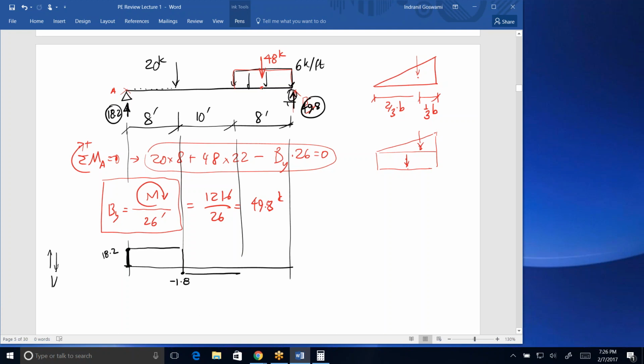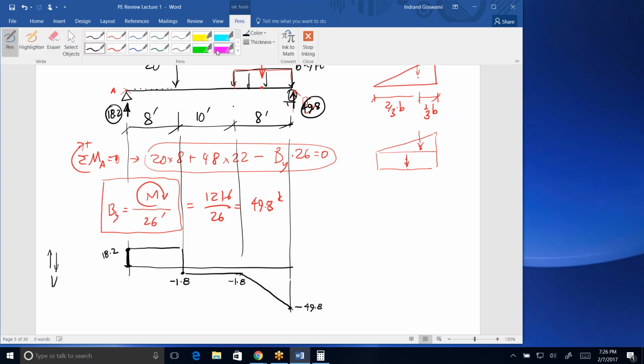And then you have a total load of 48 here. Now, from here to here, in other words, x equal to 18 to x equal to 26, that third segment of the beam, the load appears uniformly, so the shear diagram must also change uniformly. So a total change of 48 will get it from negative 1.8 to negative 49.8. So that's your shear diagram.